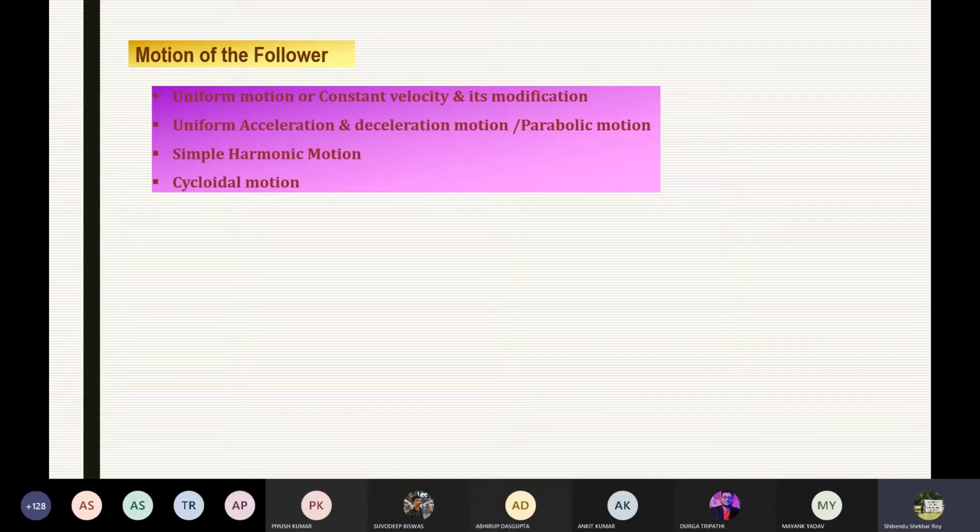You also know the uniform acceleration and deceleration motion, that means the parabolic motion. Today I would like to discuss the simple harmonic motion and the cycloidal motion.